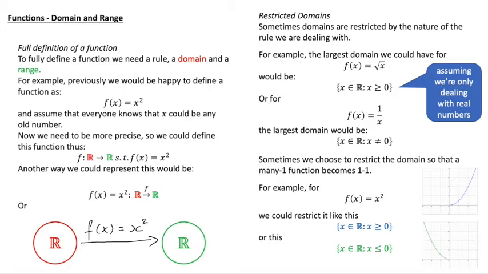Okay, and there are reasons for doing that, which we will come on to later. If you want a function to have an inverse or an opposite, then you need it to be one-to-one. That's one example of why we might want to do that.